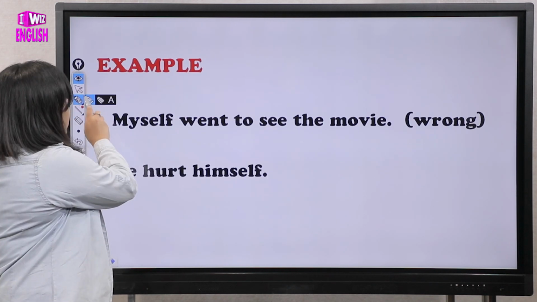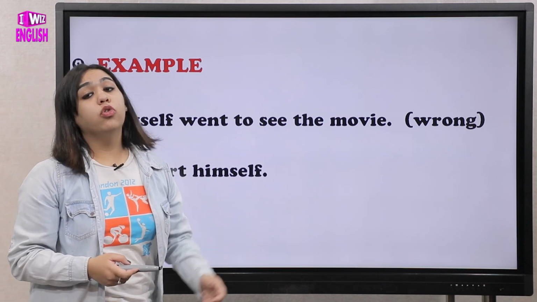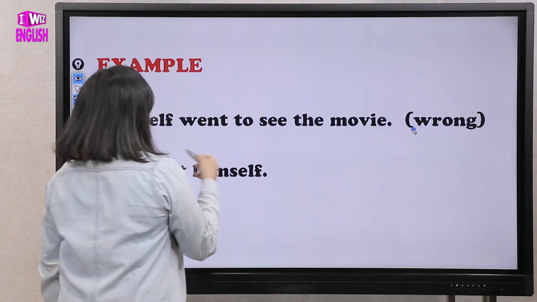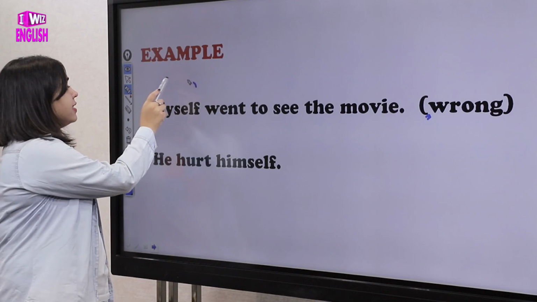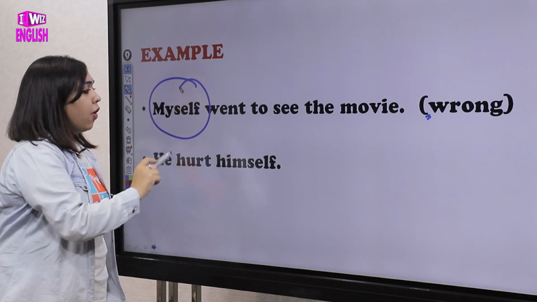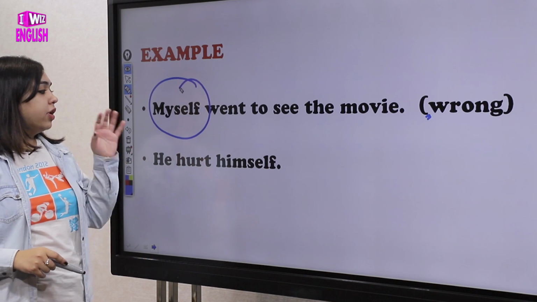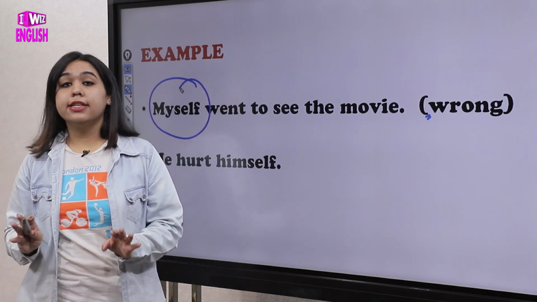For example, if somebody is saying that myself went to see the movie, now this will be incorrect. I've also written here wrong. Why do you think it will be wrong? It will be wrong because myself is a pronoun that cannot be used as a subject. It's a reflexive pronoun. It cannot be used in the beginning. It doesn't make any sense.